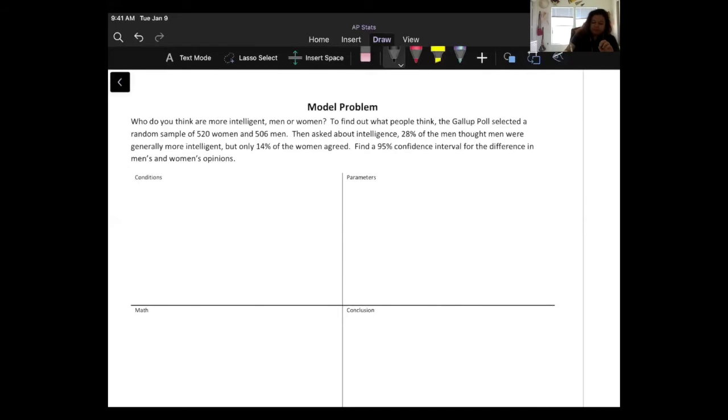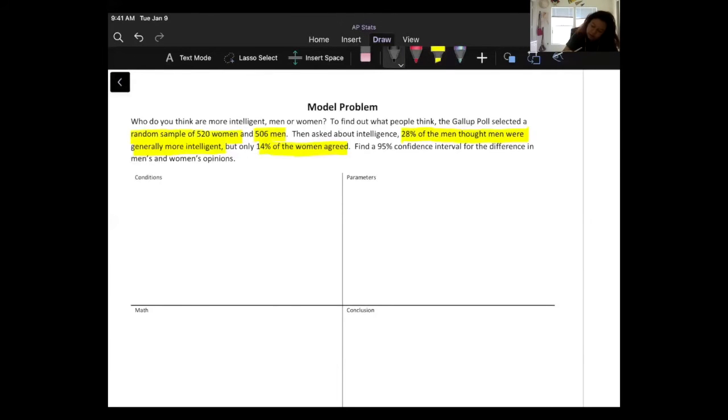Model problem. Who do you think is more intelligent, men or women? To find out what people think, the Gallup poll selected a random sample of 520 women and 506 men, then asked about intelligence. 28% of the men thought men were generally more intelligent, but only 14% of women agreed, meaning 14% of women say men are more intelligent. Find a 95% confidence interval for the difference in men's and women's opinion.